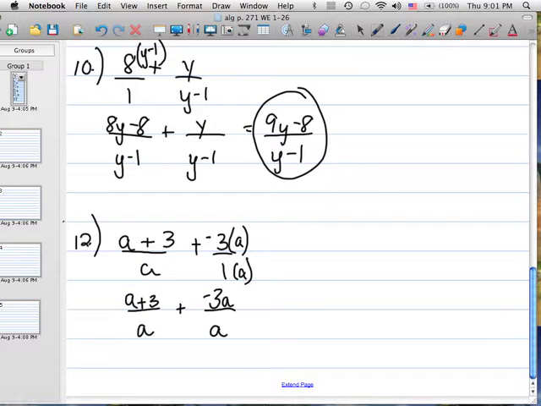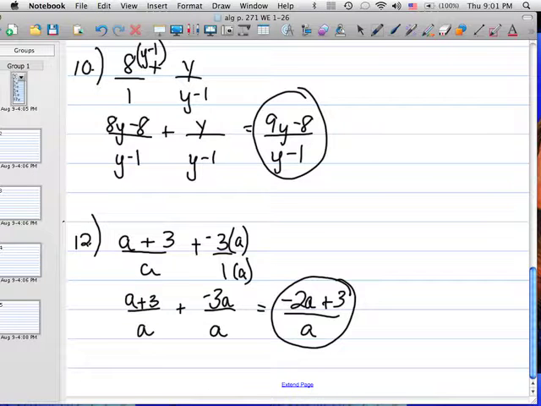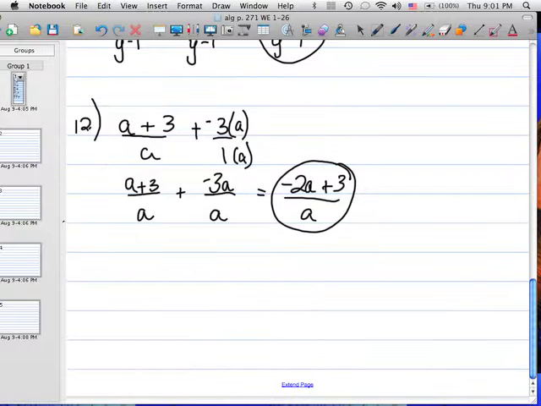So now they have the same denominators, we can add our numerators. An a plus a negative 3a is negative 2a. Plus 3 over the denominator a. And again, nothing can be factored, nothing can be canceled. That's our answer.